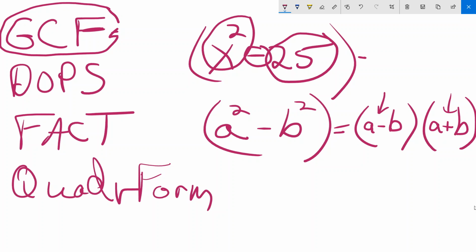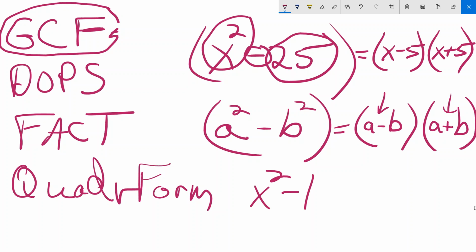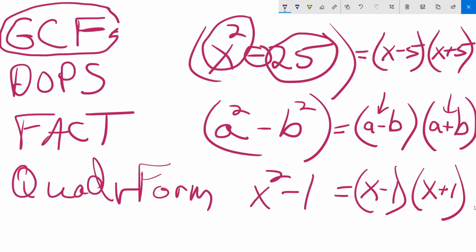So factor x squared minus 25. X minus 5 times x plus 5. Yeah. Piece of cake. What's x squared minus 1? X minus 1 times x plus 1. Yep. That's a hard one to see. Not everybody sees this one because they don't think of 1 as being a perfect square number, but it is. Okay. So that's the next thing you look for. Let me mix it up a little bit here.